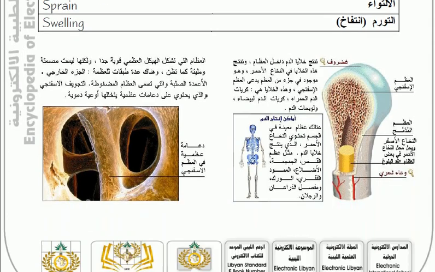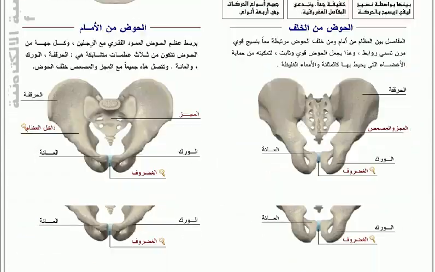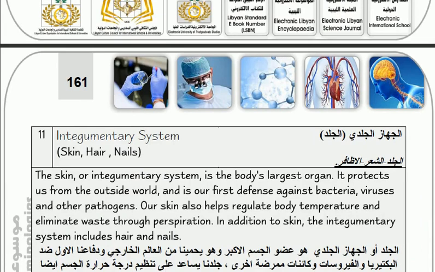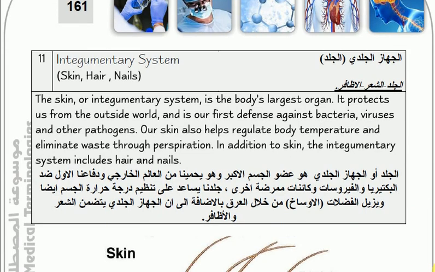11. Integumentary system. Skin, hair, nails. The skin or integumentary system is the body's largest organ. It protects us from the outside world and is our first defense against bacteria, viruses and other pathogens. Our skin also helps regulate body temperature and eliminate waste through perspiration. In addition to skin, the integumentary system includes hair and nails.